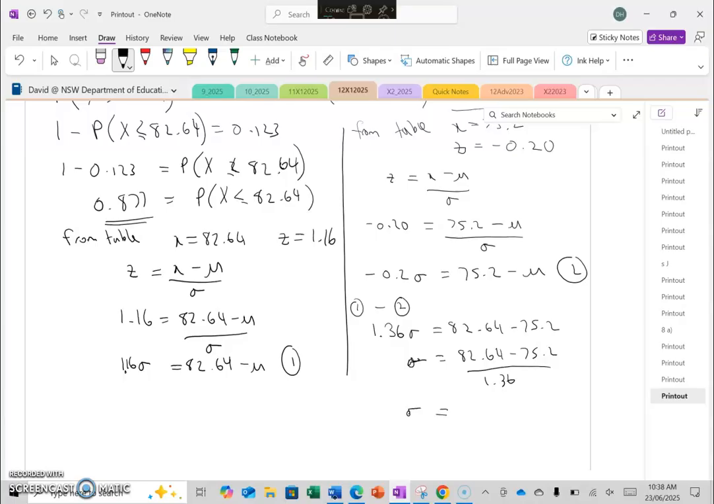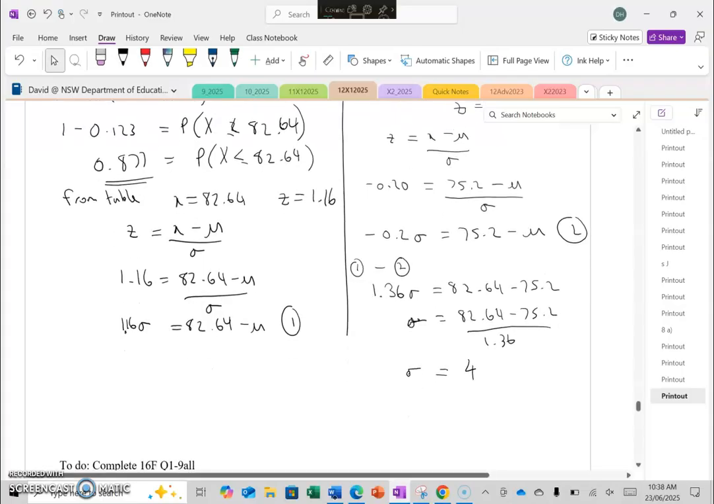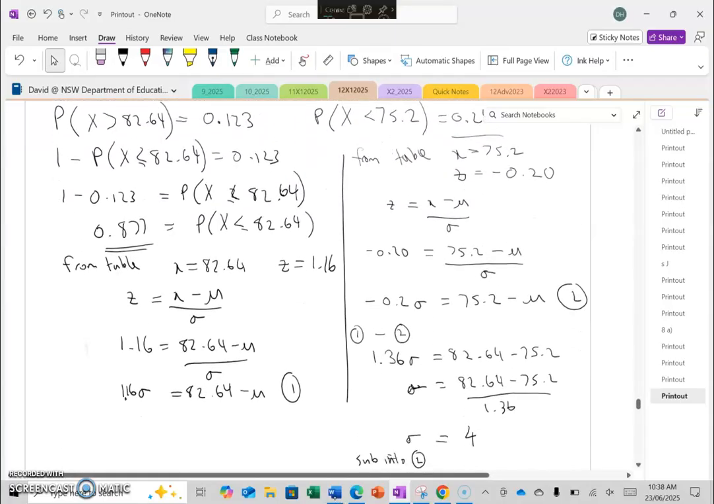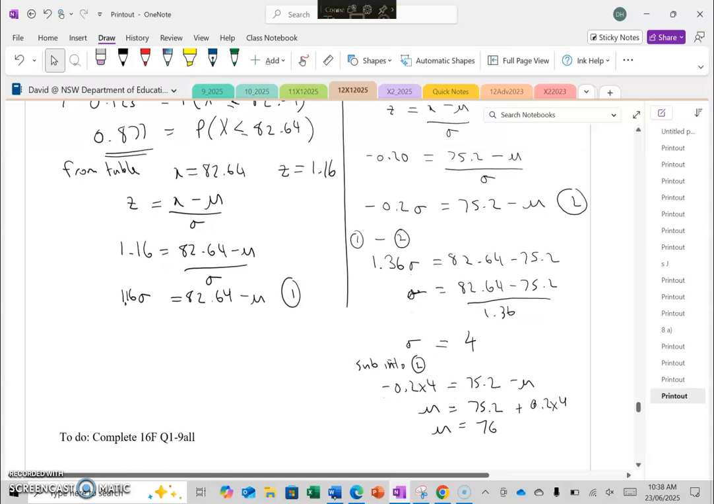And you get a standard deviation of 4. Okay. And sub into 2. We'll get that the mean is going to equal 75.2 and then plus 0.2 times 4. So the mean should be 70, hold on, 0.8. Why have we got a different answer here?